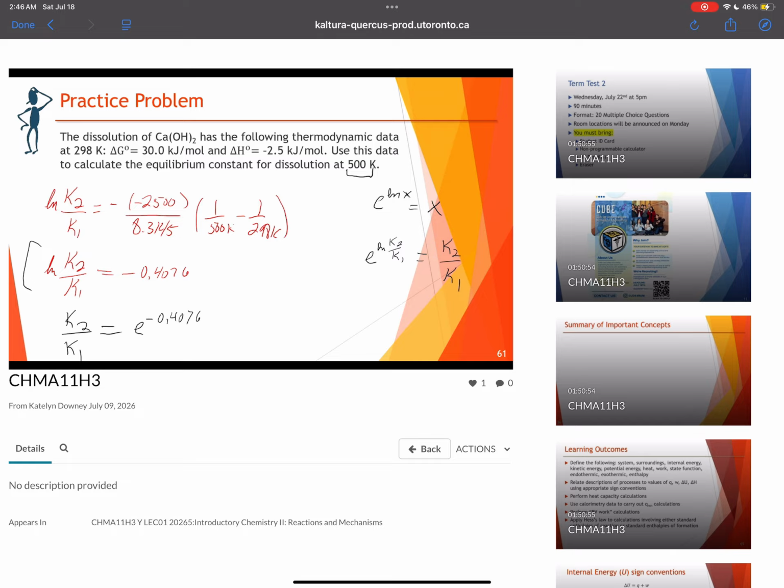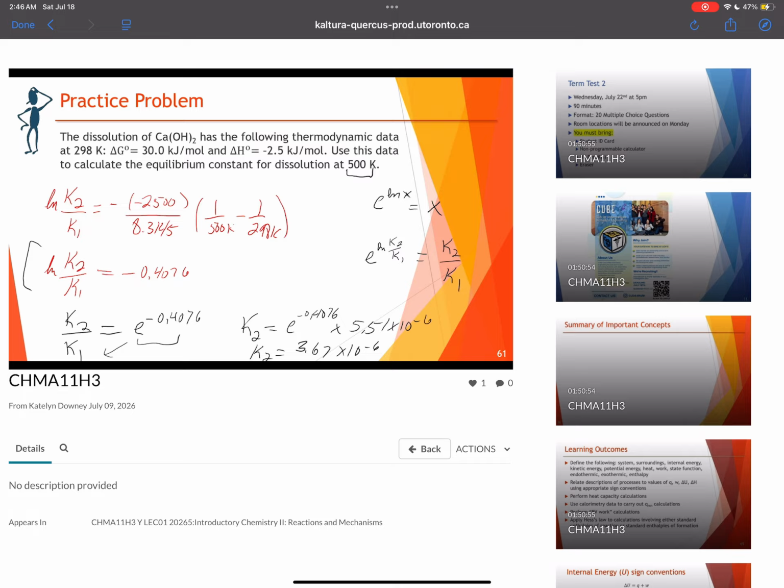0.4076. Okay, so you can just plug e to the negative 0.4076 into your calculator. And then K2 will equal this value times my K1 value. So e to the minus 0.4076 times 5.51 times 10 to the minus 6. And now if you plug that into your calculator, you get a K2 value of 3.67 times 10 to the minus 6.